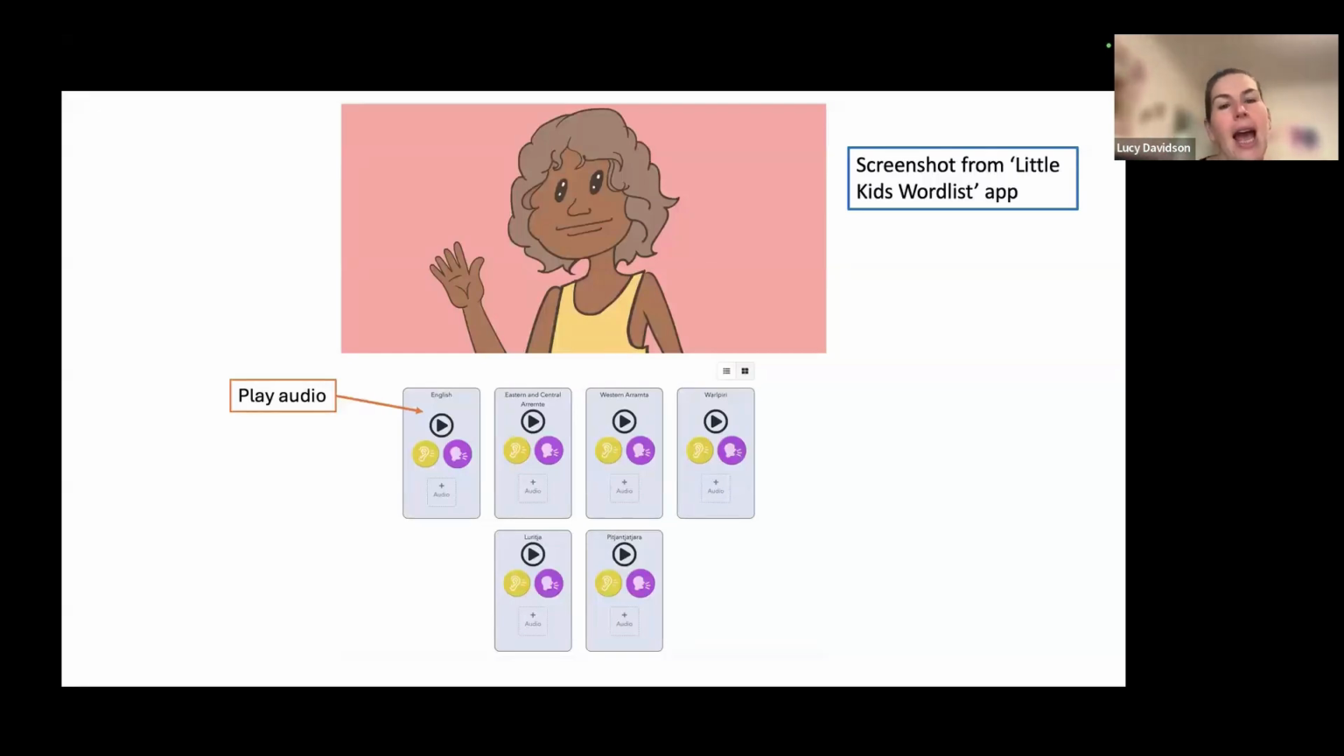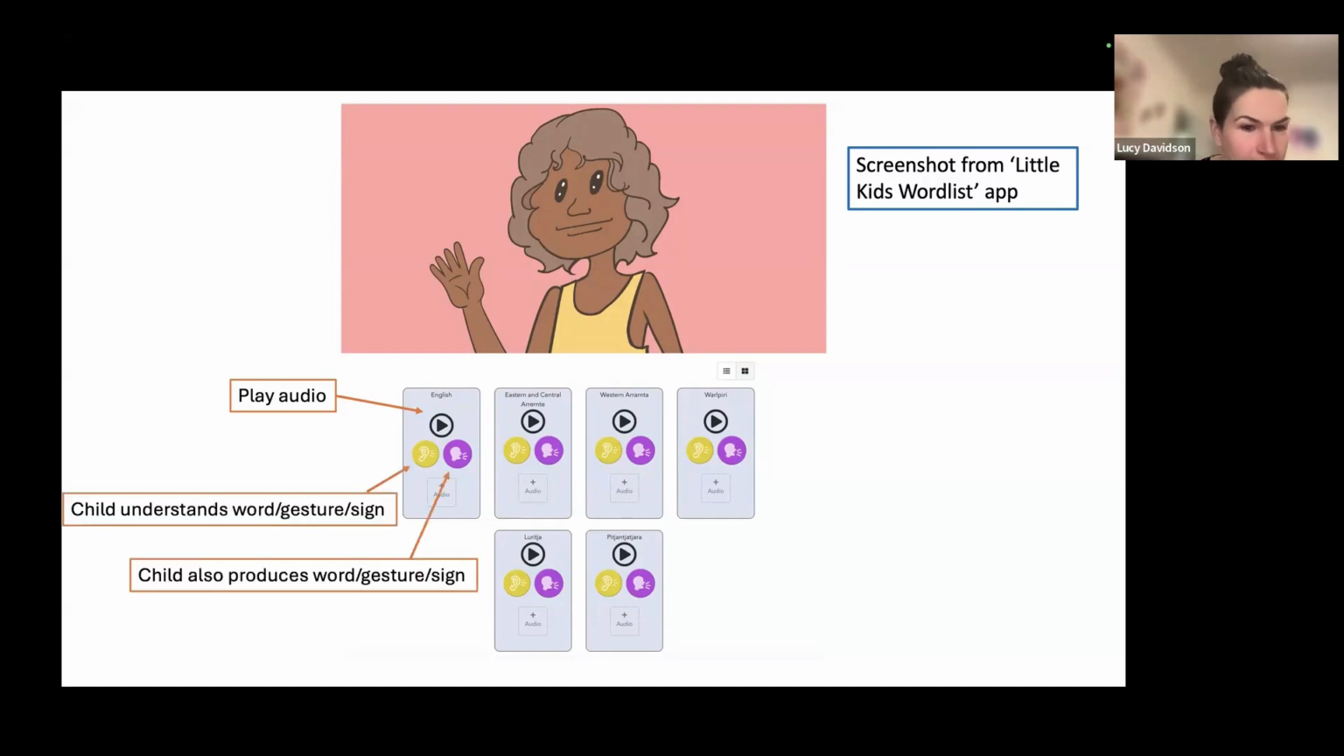I can't remember what it is. And for each language, you can hear the corresponding word for the animation. If the child understands the word or gesture or sign, you press the yellow button with the ear. And if the child also produces the word, gesture, or sign, you press the purple one. There's also a button you can press to record yourself producing the word that your child says for this concept or item, if it is different.